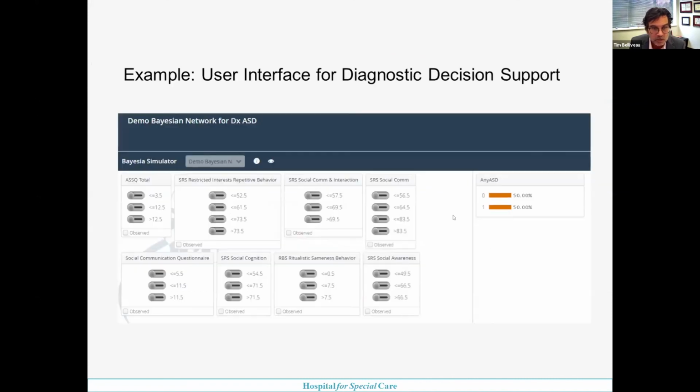And ultimately, the user interface would look like this. This is just a mockup but not functional at this point. And essentially, the same type of thing occurs as the user puts an individual examinee's test scores into their appropriate value here. The probability of autism in the monitor on the right will increase or decrease. So I think we'll stop there and perhaps invite any questions or comments from others.